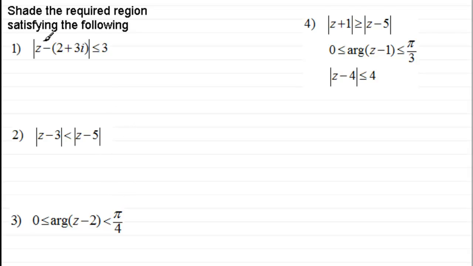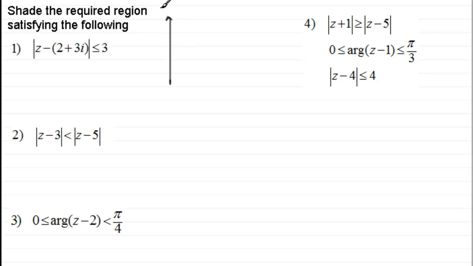And we start off with this first one, the mod of z minus (2 plus 3i) being less than or equal to 3. Now, when we're doing these inequality questions, it's always a good idea just to replace them with an equal sign, just so that we familiarize ourselves with what that particular locus would be. So if this equaled 3, it represents a circle of radius 3 with center (2, 3). So it would look something like this if we were just to sketch it out on an Argand diagram.